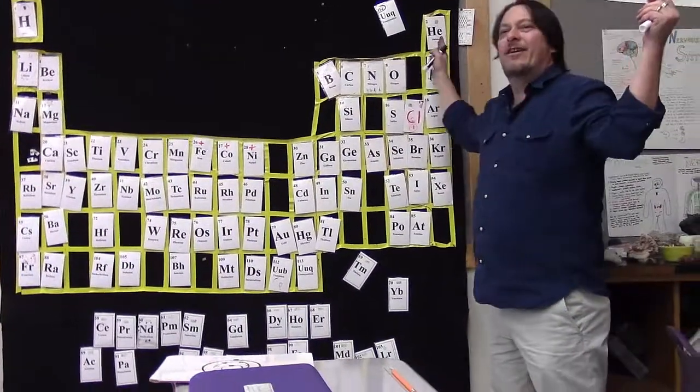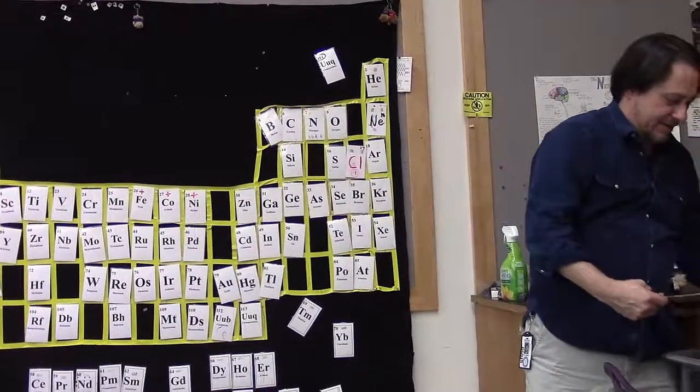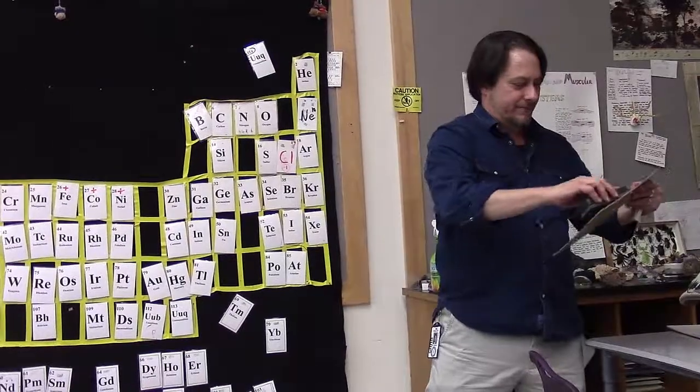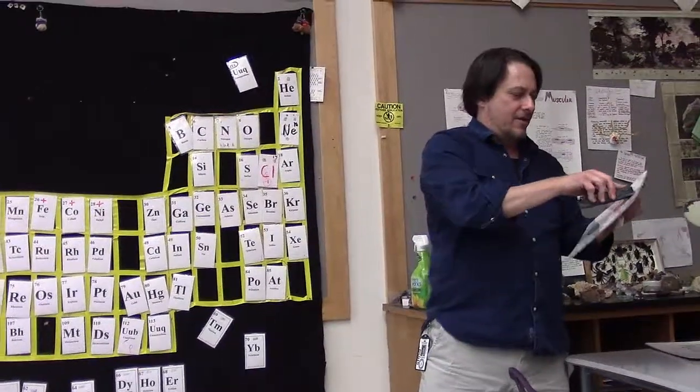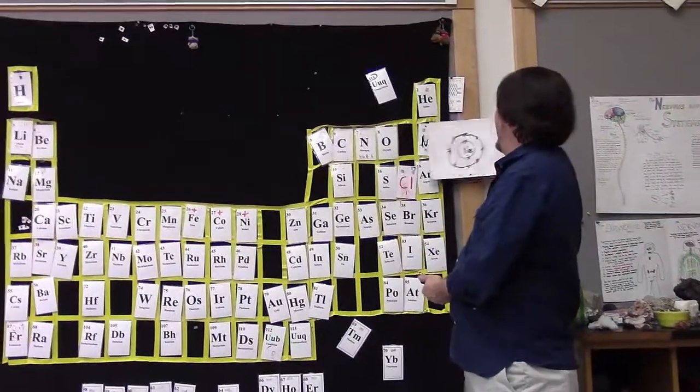And what are they all? They're all full. They're all noble. That's why they can't react, because they're full. Like here's neon. Neon is number 10. There it is, full.